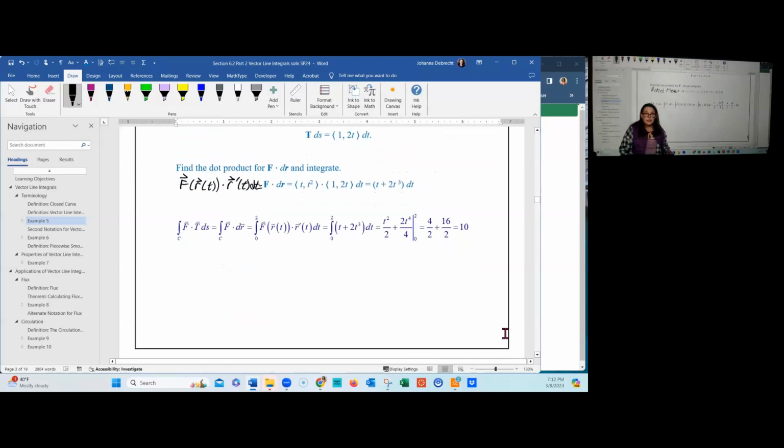When we plug in the parts, we get the single integral from t equals 0 to t equals 2 of t plus 2t cubed dt. We integrate with respect to t to get t squared over 2 plus 2t to the fourth over 4, and evaluating between 0 and 2 gives us the value of 10. If F represented some kind of force field, this would be the amount of work done in moving from one point to the other along this curve.